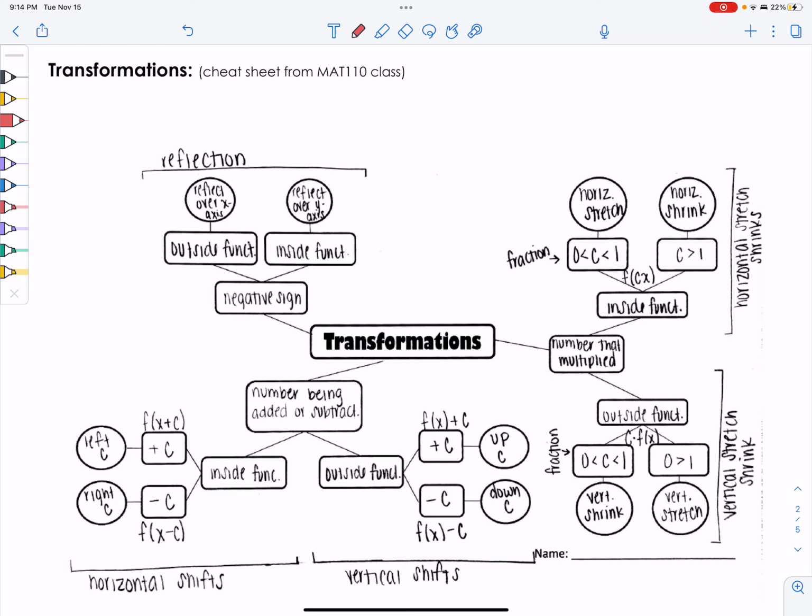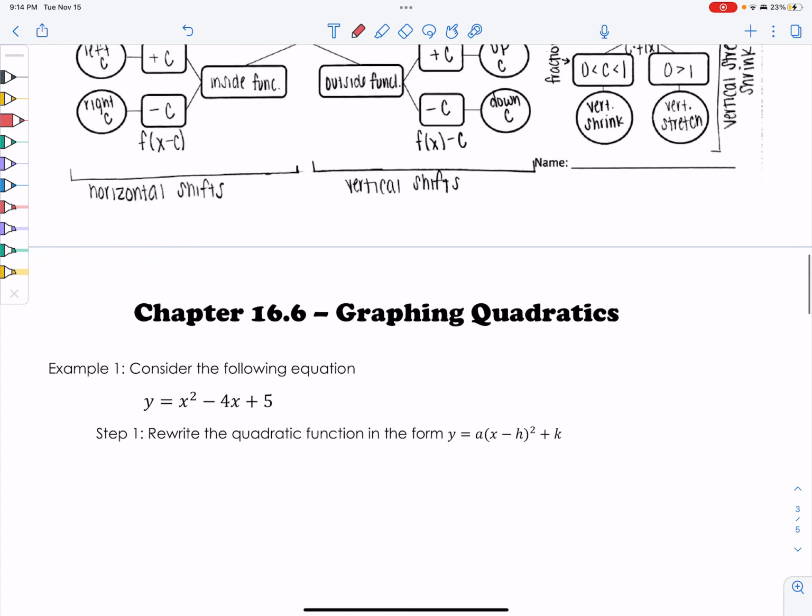I like to put this here because I just think it's useful to have for when you go to 110. Here in Math 102, though, we are going to graph with a table. So we are going to pick some points for X and Y, and then we are going to plot those points on the graph, and that's how we're going to get our graph. We're not going to use the transformations. I just like to show you that so that when you get into Math 110, if you want to go back and pull these notes up, you can.